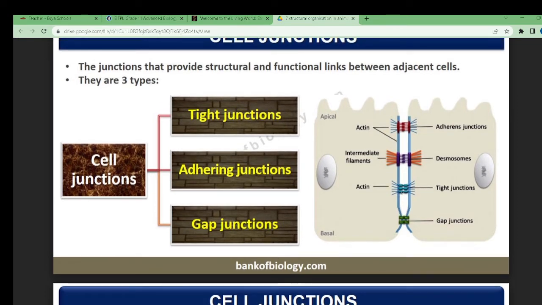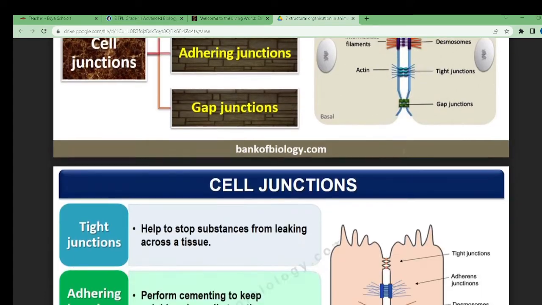Here, when it's blue in color and made up of actin, it's a tight junction. Here you can see this green part, it's a gap junction between the two cells. And if it is intermediate filaments, then it's a desmosome. And if it is at the apex, then it's an adherens junction. So there are three types of junction.